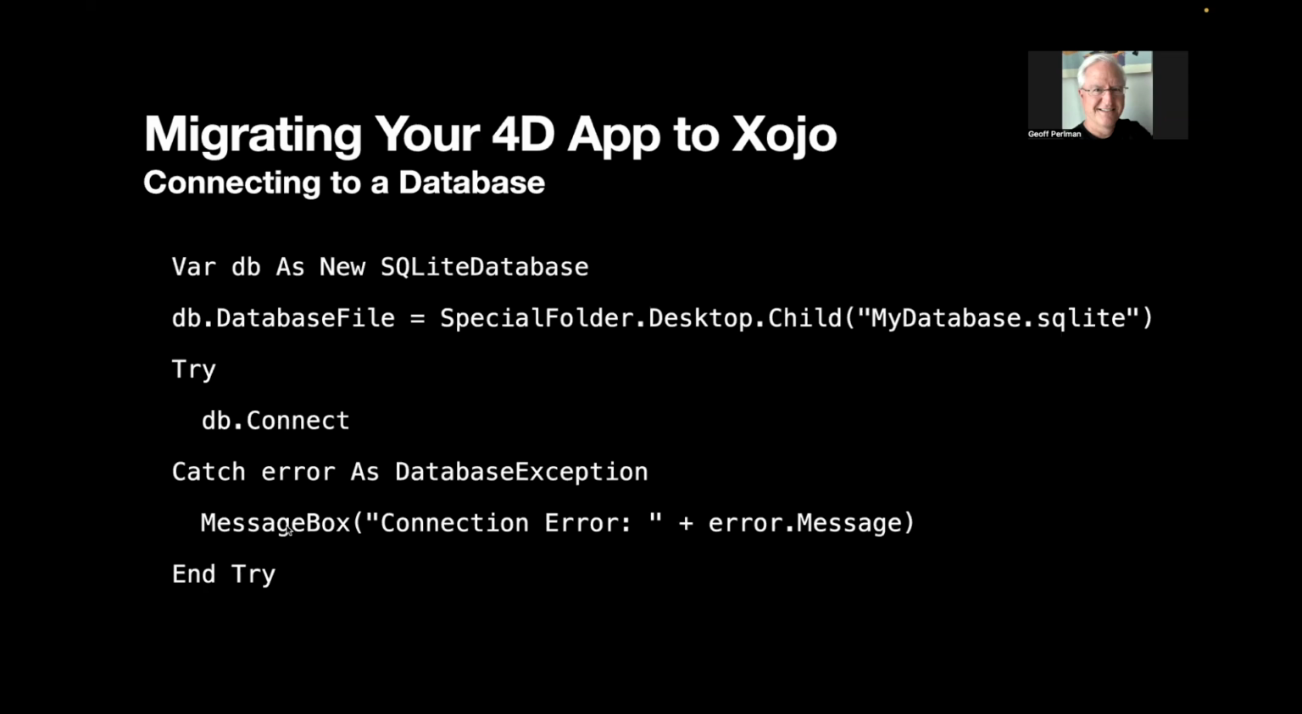In this case, to keep it simple, I'm just displaying a message box, which is like an alert in 4D, and I'm displaying a message, connection error, and then the error object, this database exception, has a message property that'll have the message in it. Usually these messages are for you as a developer. Typically, if something goes wrong for the user, like their internet connection dropped or the file was locked or who knows what, you're going to want to deal with that.